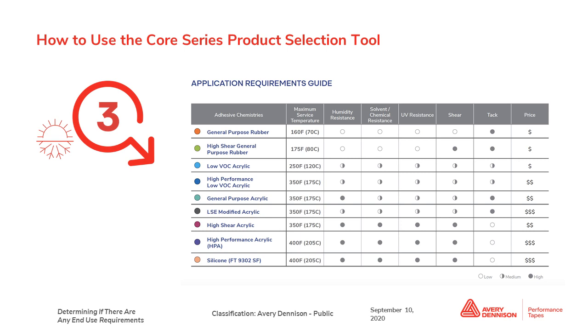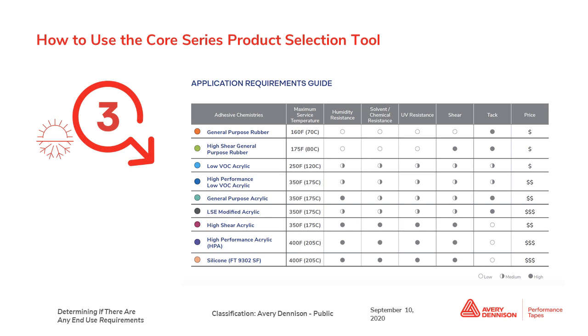So, for example, if you look at general purpose rubber, a lower maximum service temperature recommendation, we do not recommend it for humidity, solvent, UV, or shear resistance, but it does have good tack, and it is a lower price point. So it's not a particularly durable adhesive. As you may have learned in step 1 and 2, it's a very tacky adhesive that can bond well to a wide variety of laminates and substrates, including low surface energy plastics, but it just does not have good environmental resistance as reflected in this chart.